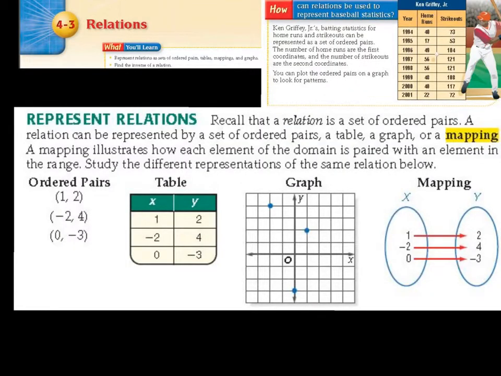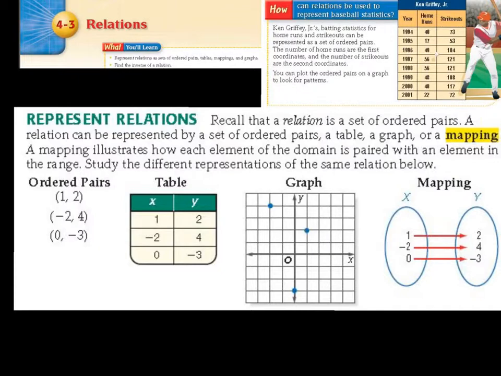Recall that a relation is a set of ordered pairs. A relation can be represented by a set of ordered pairs, a table, a graph, or a mapping. A mapping illustrates how each element of the domain is paired with an element in the range. Study the different representations of the same relation below.